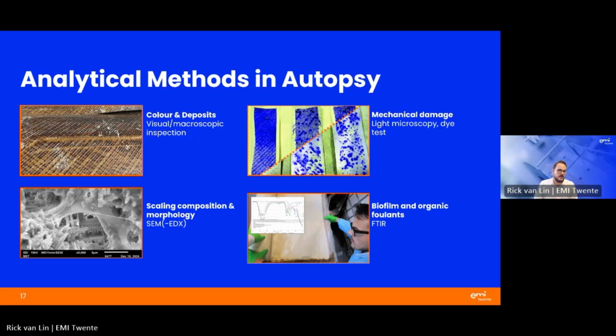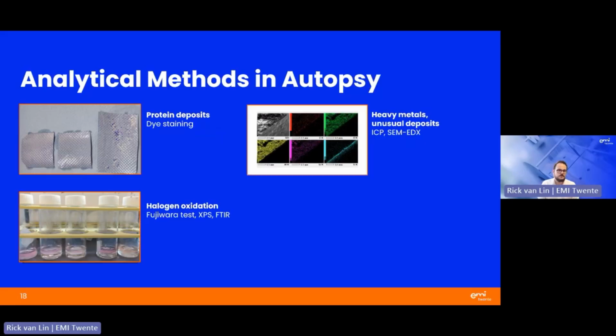And afterwards we try to look at other things if needed. So we can look at mechanical damage by simple light microscopy or doing a rhodamine dye test to see if it leaches through the membrane. Or look at biofilm and organic foulants, typically just screening using FTIR, which is a very nice indicator of chemical fingerprinting of EPSs, for example.